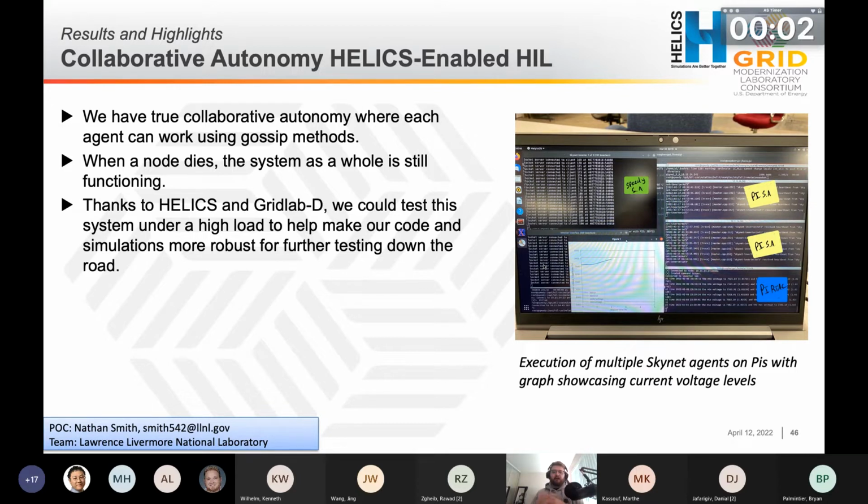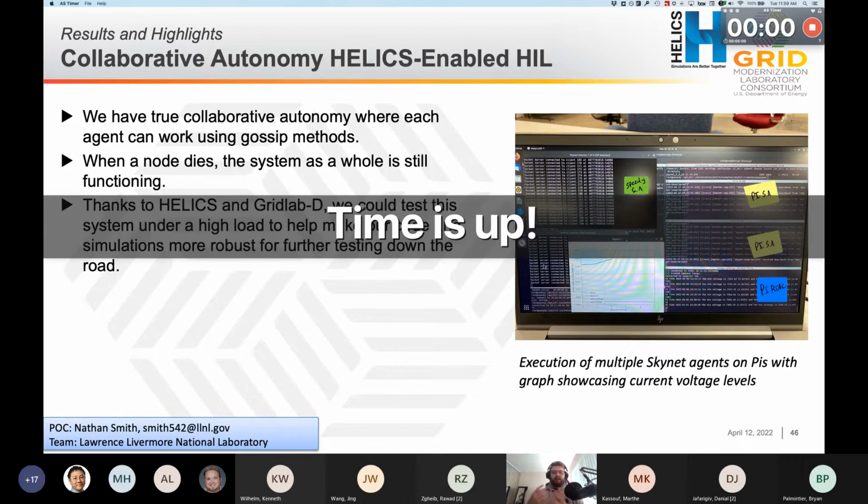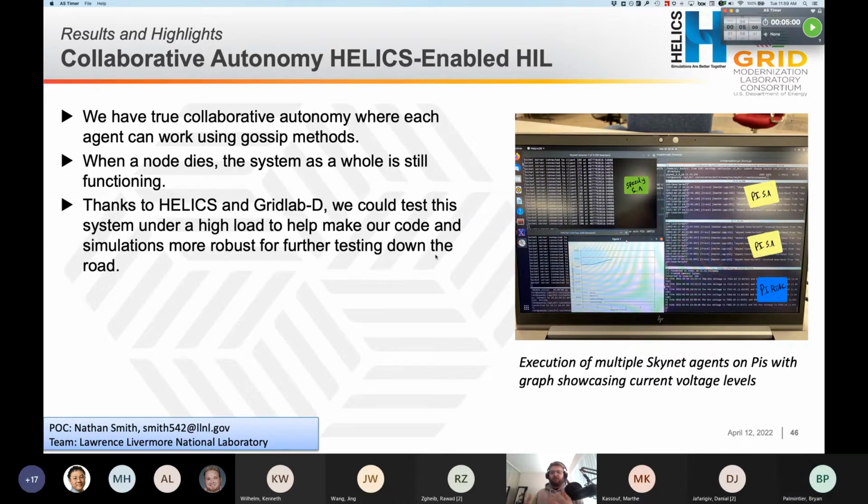Some benefits and some really cool things that we've gotten out of the collaborative autonomy is having agents which can die or stay alive, at will. And so when something does happen or something does get killed, the system is still self-healing, and if the agent were to come back, it would still be able to operate as functionally and as normal as possible.